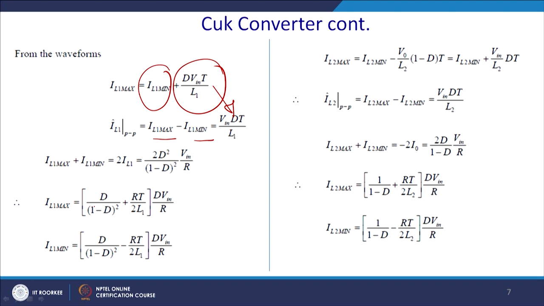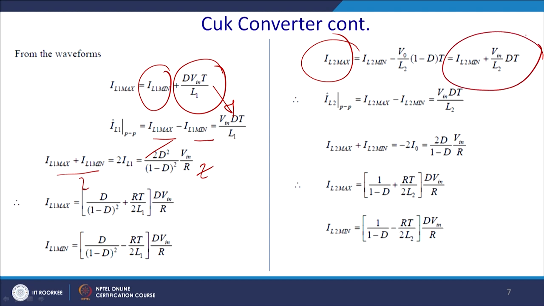If you add up and divide by 2, that becomes the average value of the inductor current. That value is 2 D squared over (1 minus D) squared, V squared by R. If you divide it by 2, these 2 will get cancelled. So IL1 max is D by (1 minus D) squared plus RT by 2L1, into D into VIN by R, and IL1 mean equals D over (1 minus D) squared minus RT by 2L1, times VIN by R. Similarly, IL2 max equals IL2 mean minus V by L2 into (1 minus D) into T.